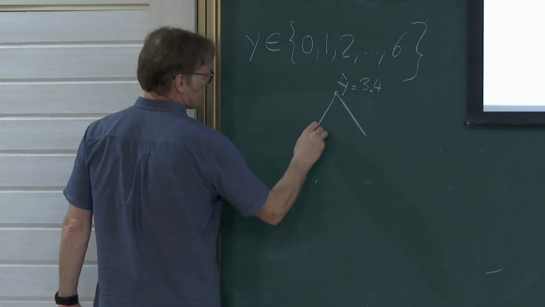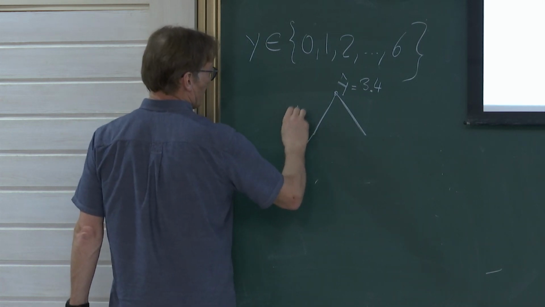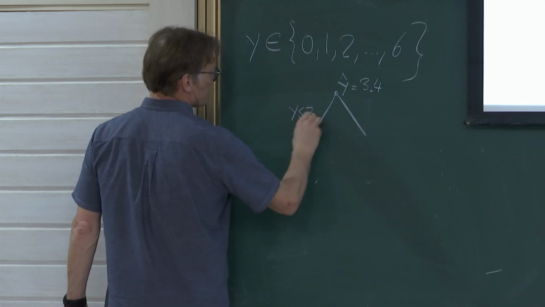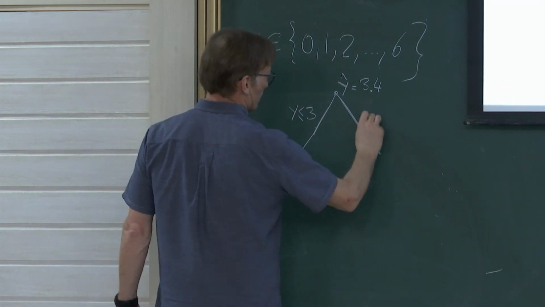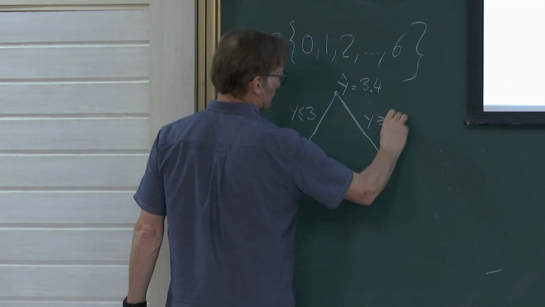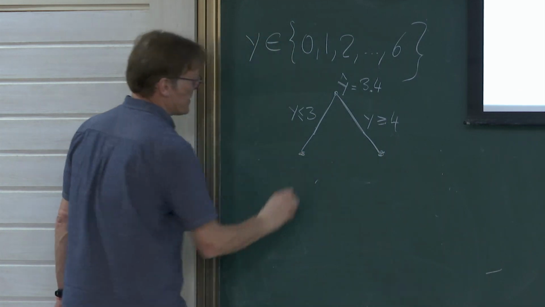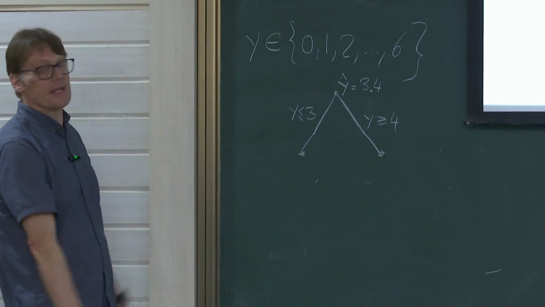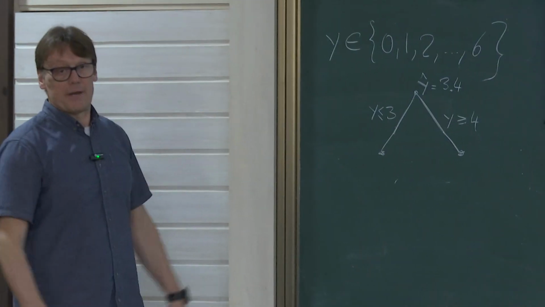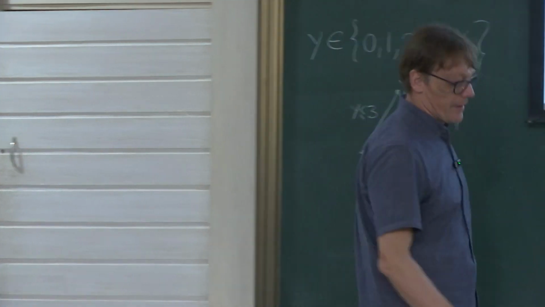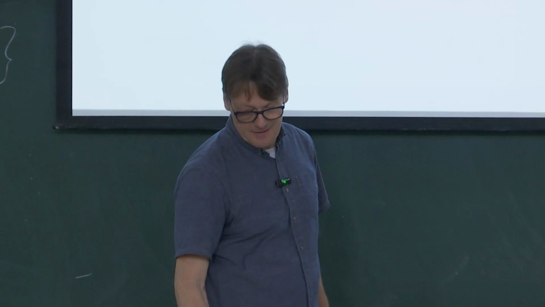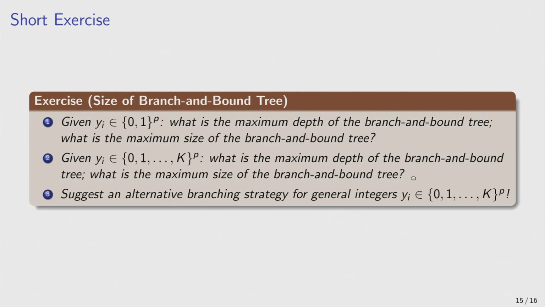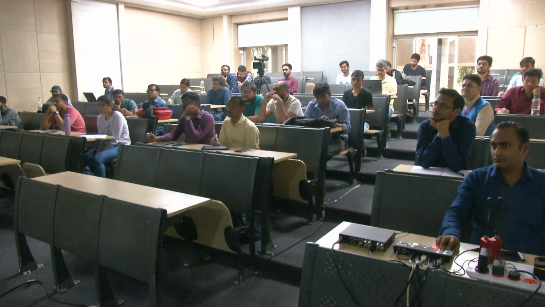So the way I branched was to say, here I said y is less than or equal to 3, so that's the floor. And here I said y greater or equal to 4. Right, and that started generating my tree. But are there other ways how I could have branched here? We can branch like y equal to 0, y equal to 1. Yeah, exactly.